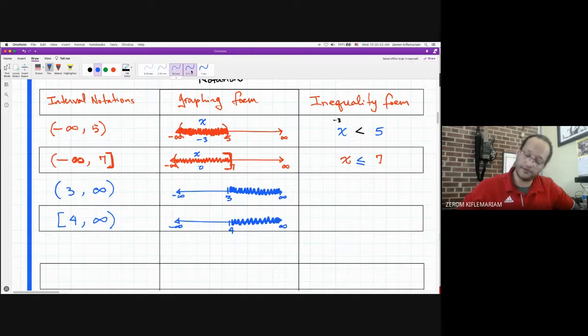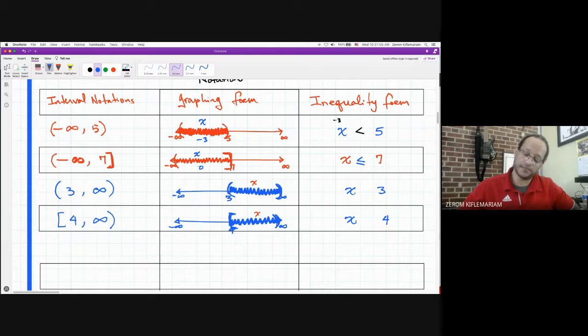But one thing I know, infinity is always a parenthesis. 3 is a parenthesis. Number 4 is a bracket. Bracket means number 4 is included. So over here, my shaded region would be the X. I'm looking at the relationship between X and number 3, and between X and number 4.